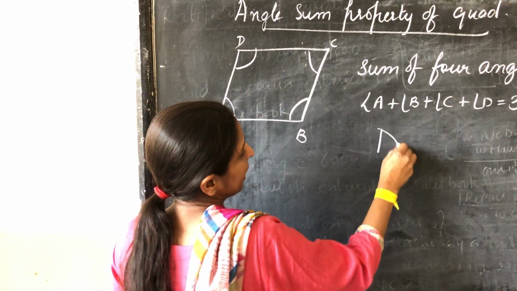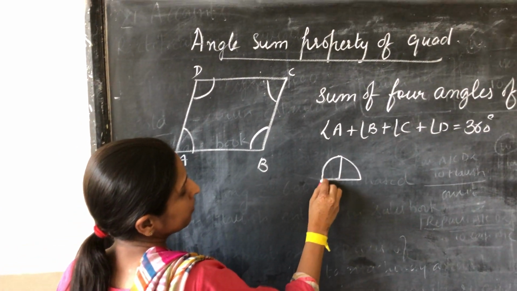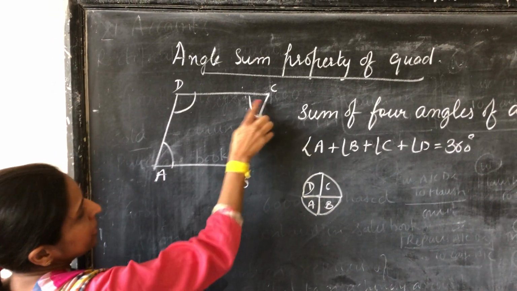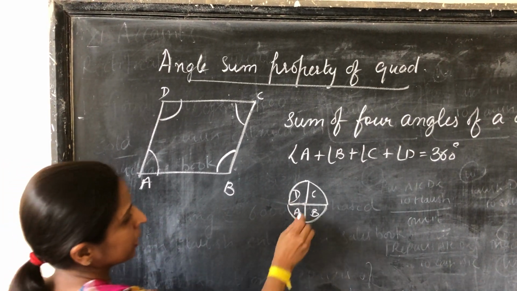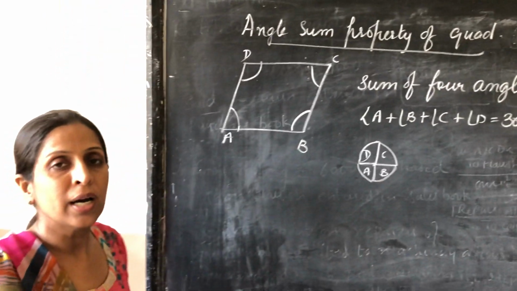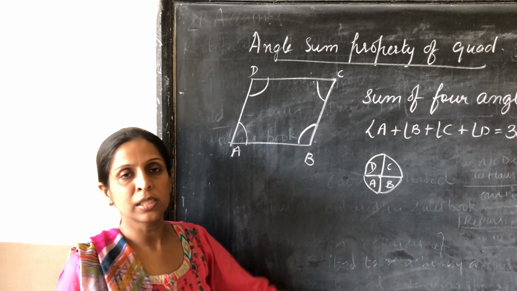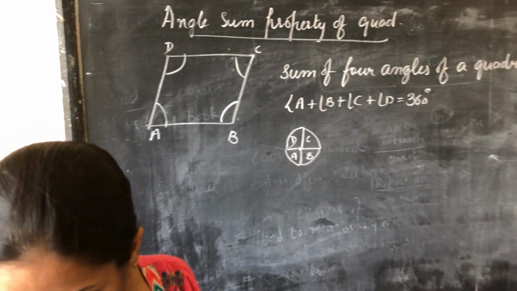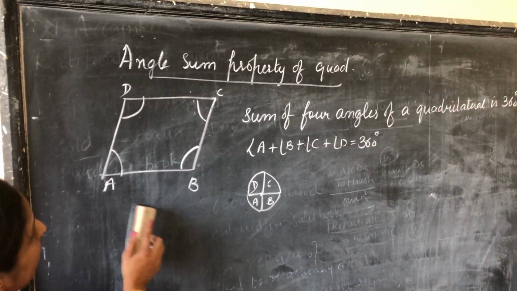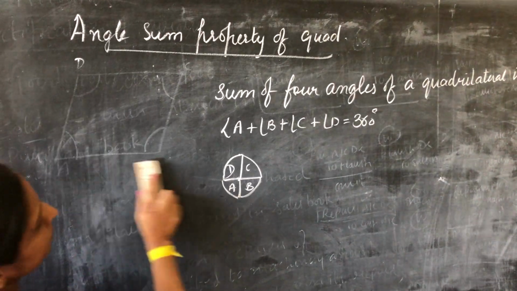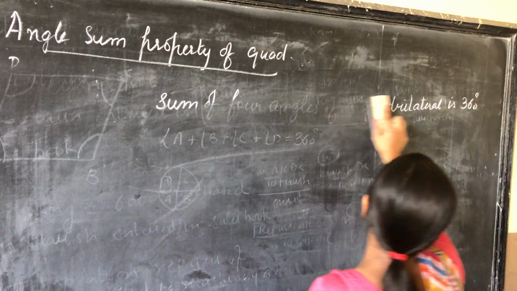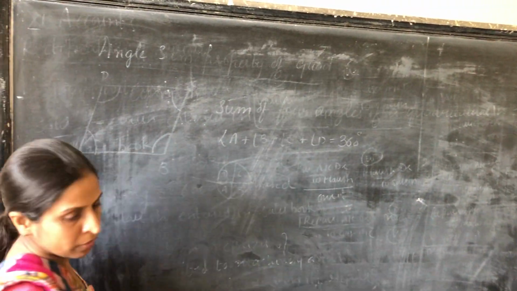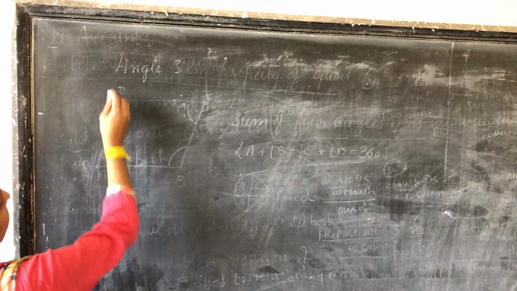If I cut this, we can do it by an activity also. If I cut out these angles and I join them, I get a circle. So it shows that the sum of four angles of a quadrilateral is 360 degrees, right? And now after this we have properties of parallelograms. All the quadrilaterals we have done, square, rectangle, rhombus, are sort of parallelograms. So now we are going to do the properties of parallelograms.